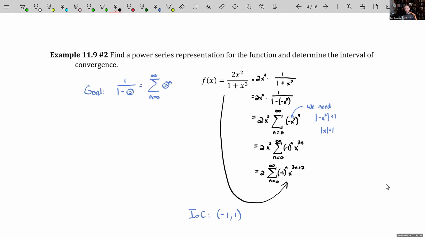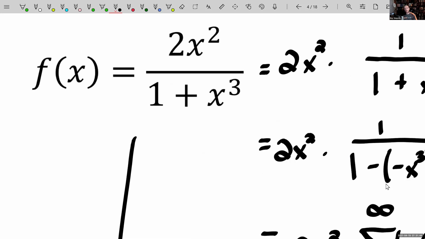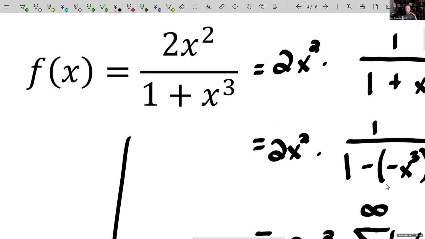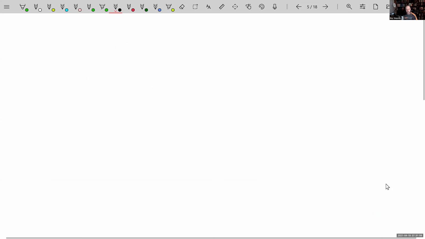Now, just to give you a heads up, my lecture notes are going to have a little hiccup in them in a moment here, but we did this one right here, and we rewrote that as 2x squared times 1 over 1 minus something. You can see it over here. So that's the goal. I'm constantly saying, get it to be something like 1 over 1 minus something else.